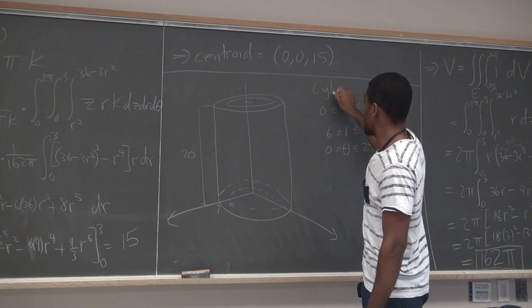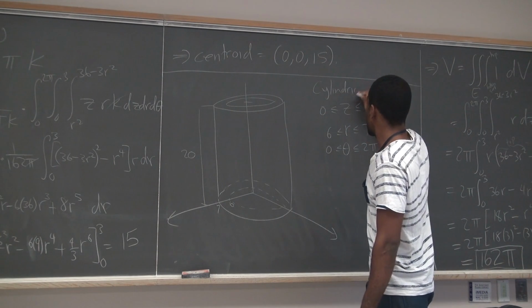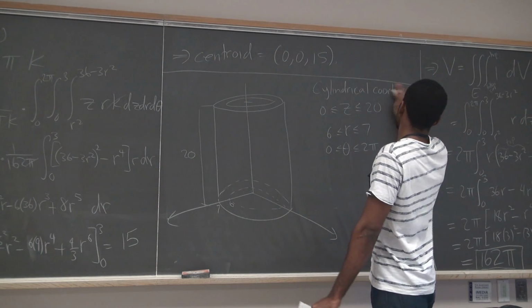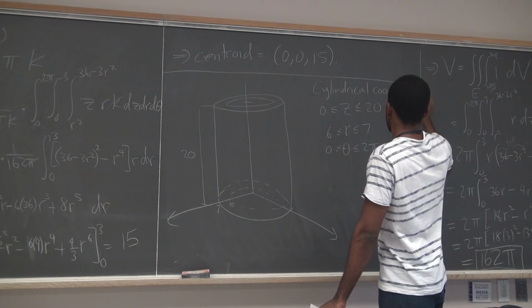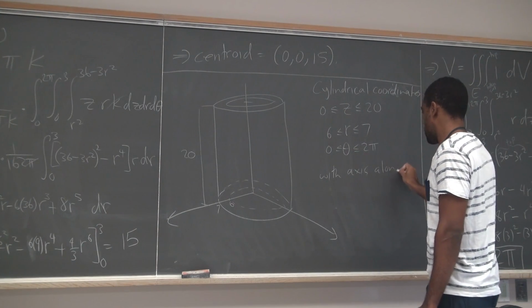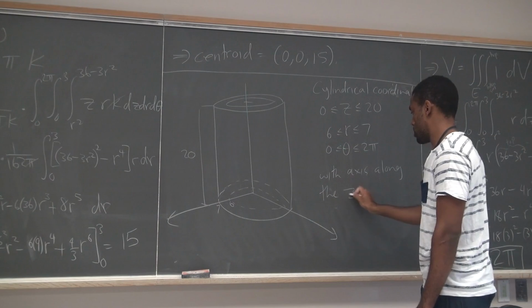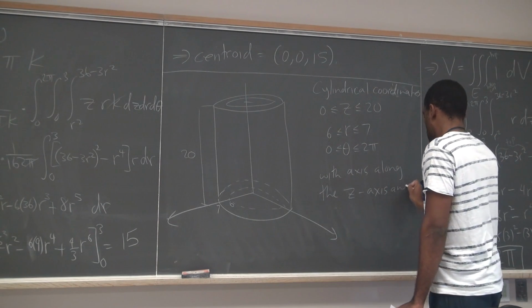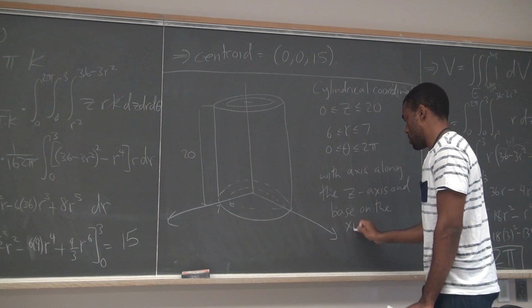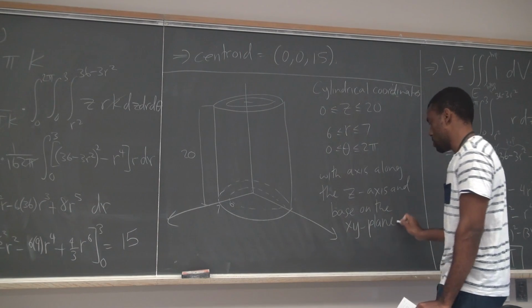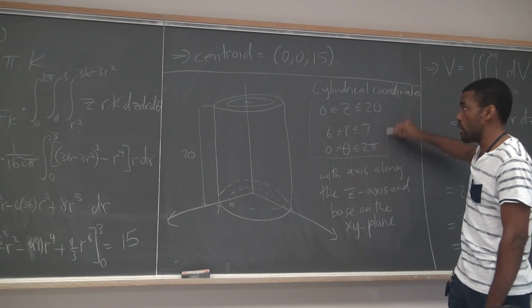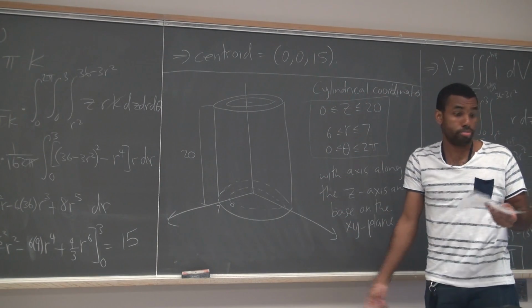This is in cylindrical coordinates with axis along the z-axis and base on xy. They say how you set it up. So I can just set up my cylinder so that the axis runs along the z-axis and the base sits on the xy plane. And in that situation, this is how I would describe that cylinder with a bunch of inequalities.